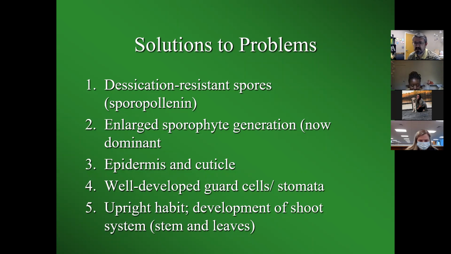Of course, we expect to see an epidermis and cuticle, no different than bryophytes. Here we've got very well-developed guard cells and stomata, so we've left behind air pores back in the bryophytes. And they have an upright habit where they've developed a shoot system that has stems and leaves.